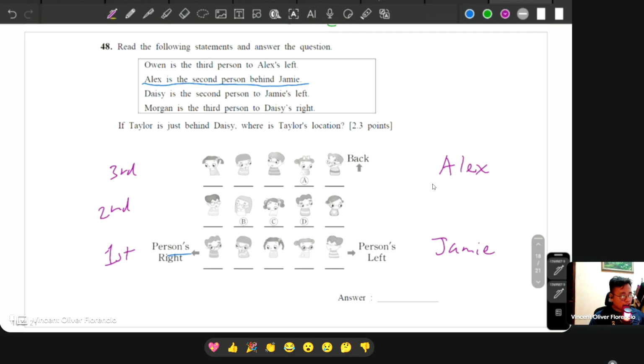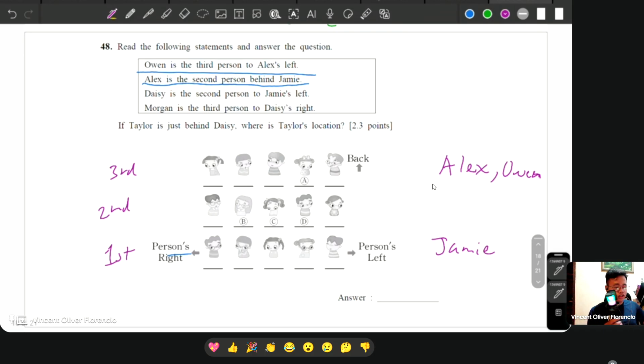Because when you say second behind, like 1, 2, okay? If you say someone is behind you, that's directly at your back, right? But second person behind, so 2 jumps. So now, going back to the first statement, Alex is at the back row. Owen is the third person to Alex's left. So it means that Alex and Owen are here at the back.